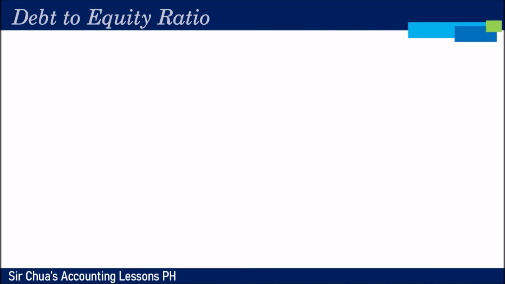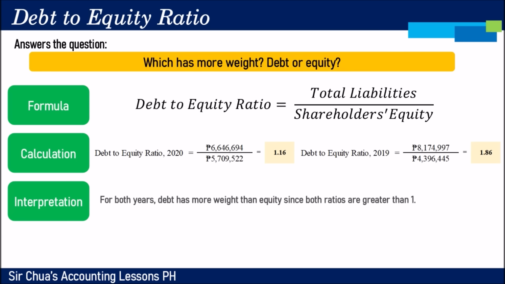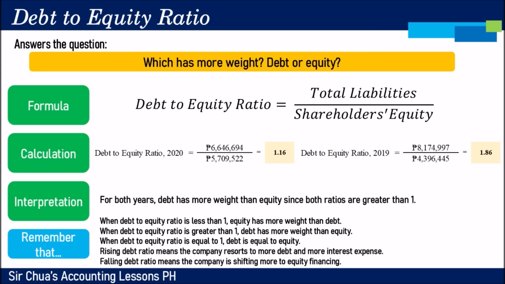Balikan natin, di ba? Ano yung conclusion kanina? The company is slowly shifting from debt going to equity. So, it's being confirmed here sa ating pong debt to equity ratio kasi yung debt to equity ratio natin bumababa. And again, sabi natin, pag bumababa po ang ating debt ratio, nag-shift na po ang company going to equity financing. Okay? And asahan mo, yung interest expense mo, pababa na rin yan kasi hindi ka na ganong umuutang.